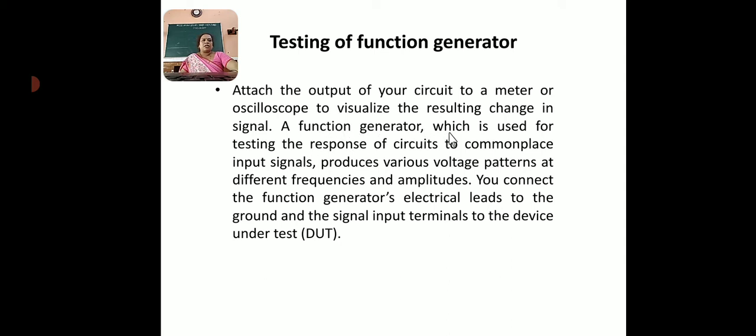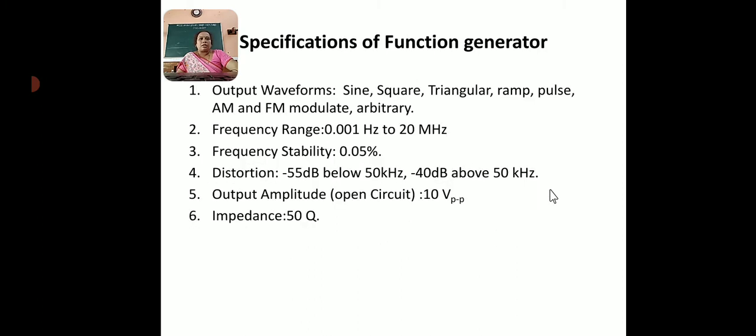A function generator is used for testing the response of circuits to input signals. It produces various voltage patterns at different frequencies and amplitudes. You connect the function generator's electrical leads to the ground and the signal input terminals of the device which is under test.